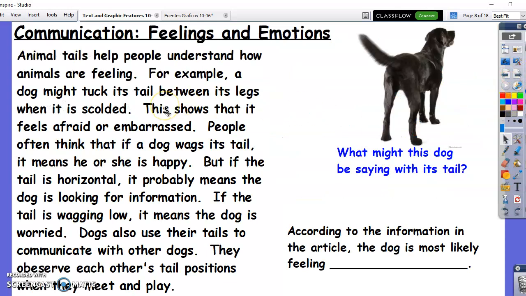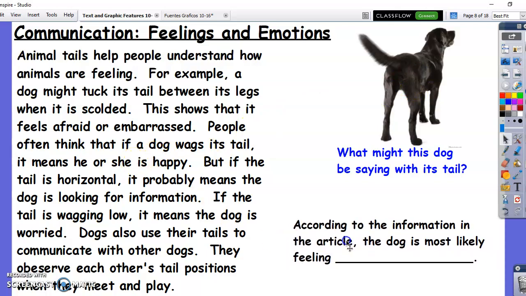This is an article. I tried to take a picture of it, but I ended up typing it myself. Just to point out how the picture connects to the text, this is the type of question you might see on a test. The title is Communication, Feelings, and Emotions. It was from a magazine titled Furry Pals or something like that. Animal tails help people understand how animals are feeling.